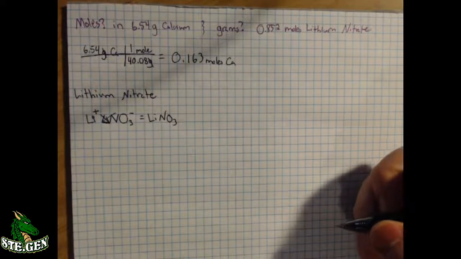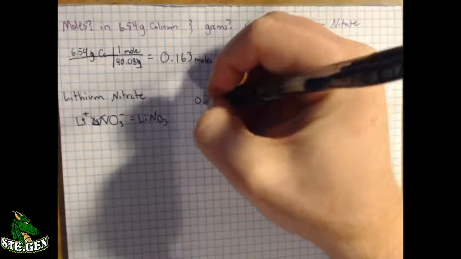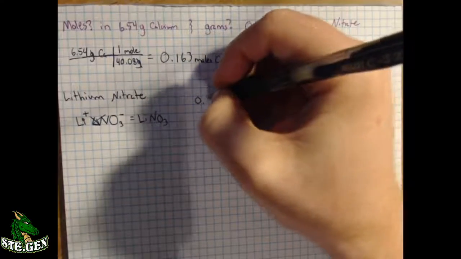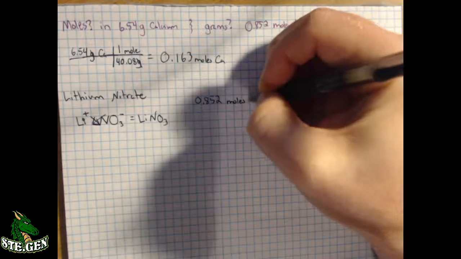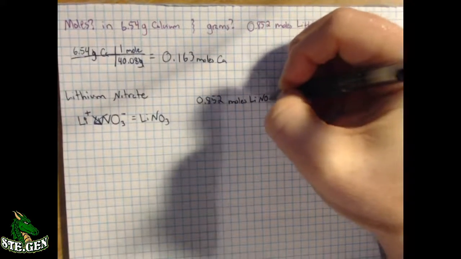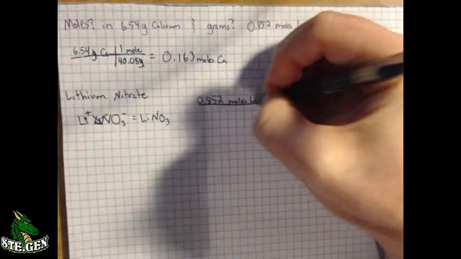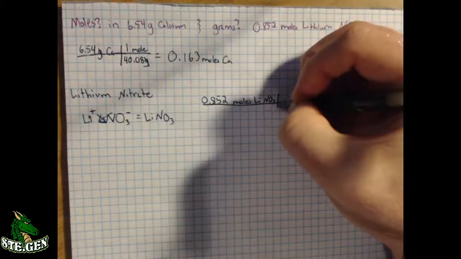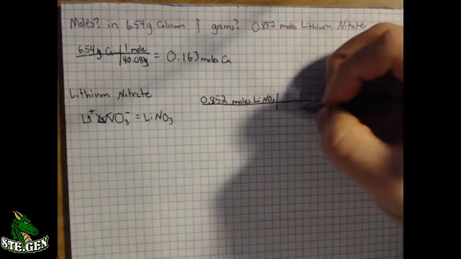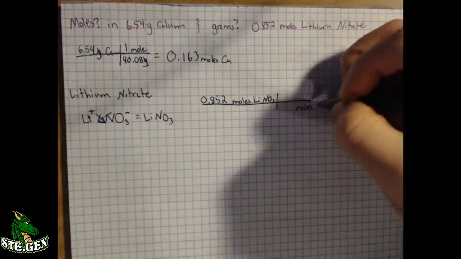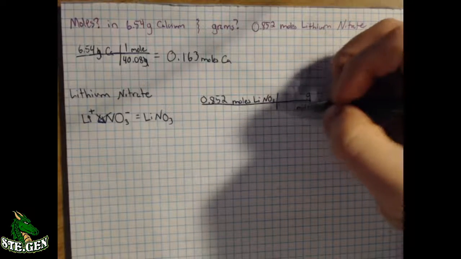Okay, our problem says we have 0.852 moles of LiNO3. And we want to go to grams. Do we have a way that we can convert directly from moles to grams? Yes, we do. So we're going to put a moles on bottom, and we'll put a grams on top.